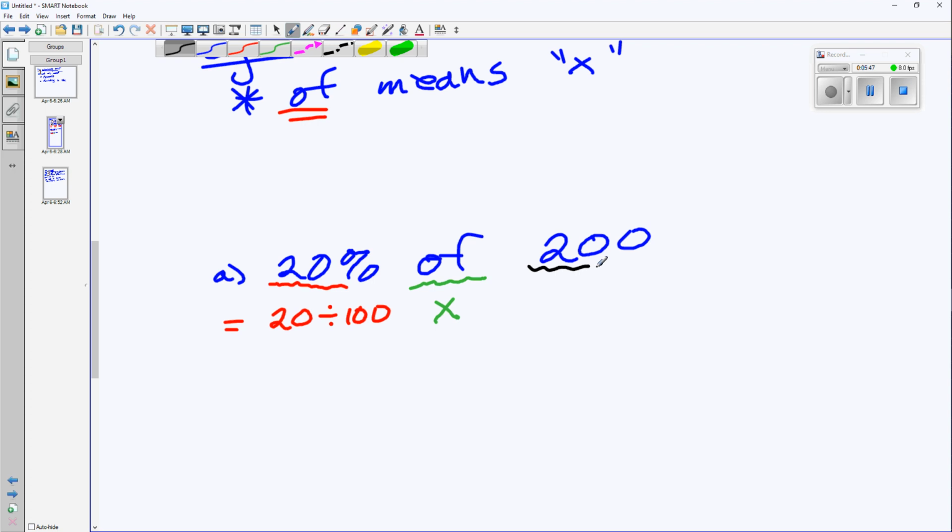And the 200 doesn't have to change because it's already in a math type sentence. So we just write 200 here. So all we have to do is figure out 20% of 200, which is equal to 20 divided by 100 times 200. Punching that into your calculator exactly as you see there, you're going to get the following answer, 40.